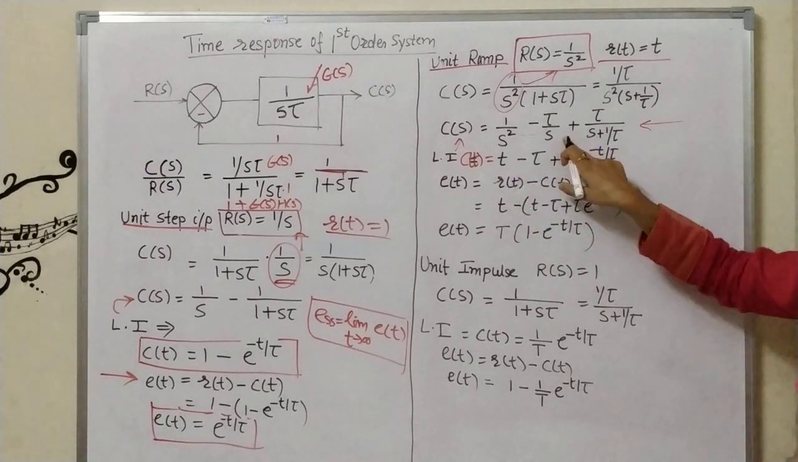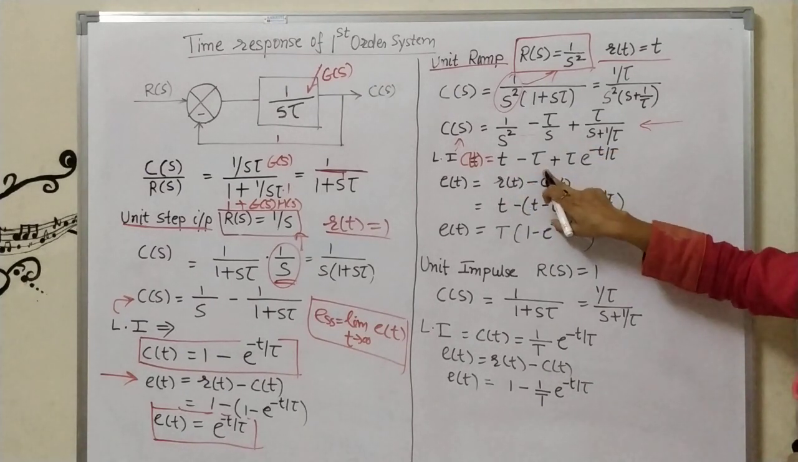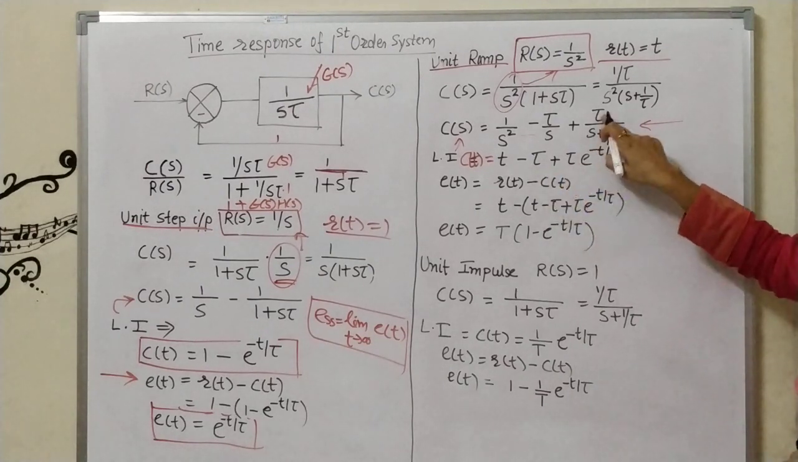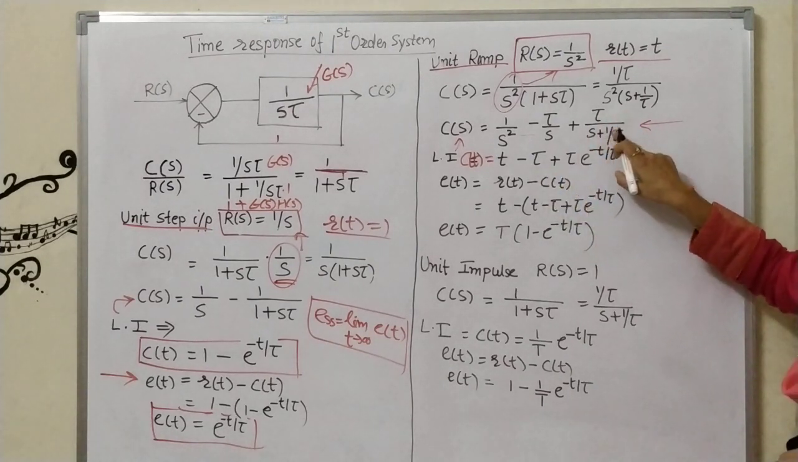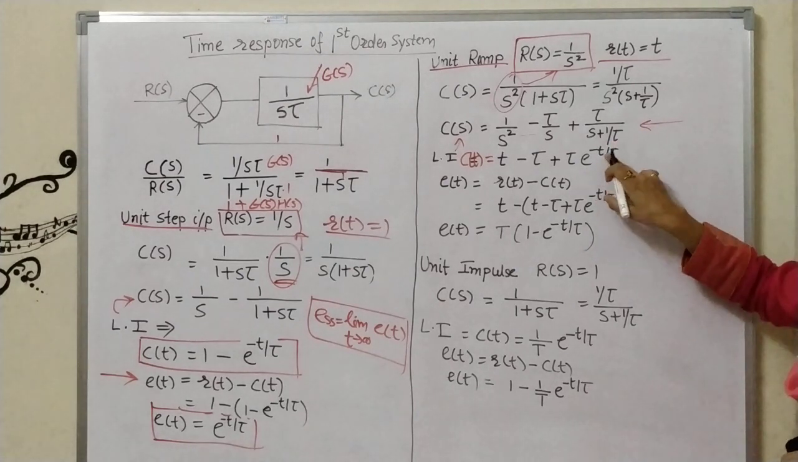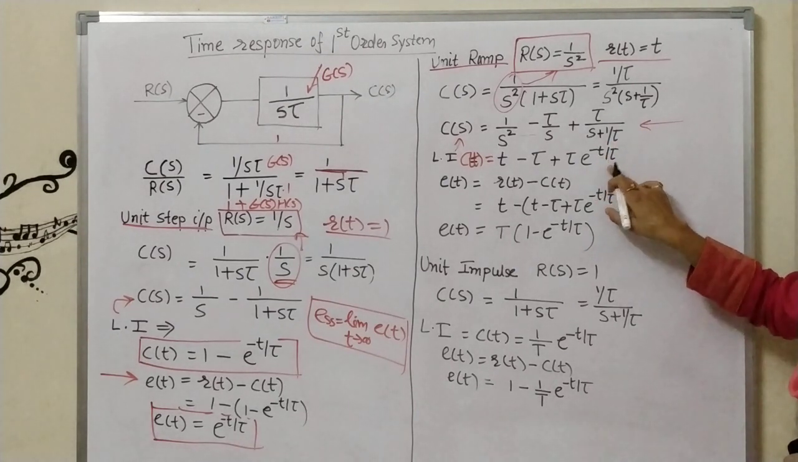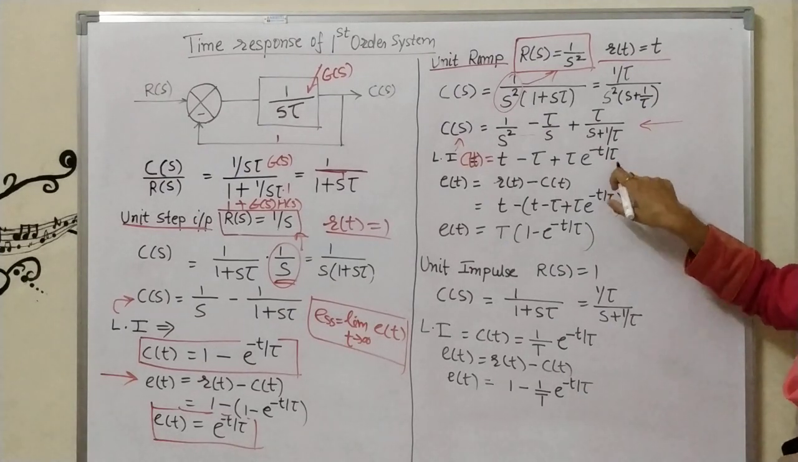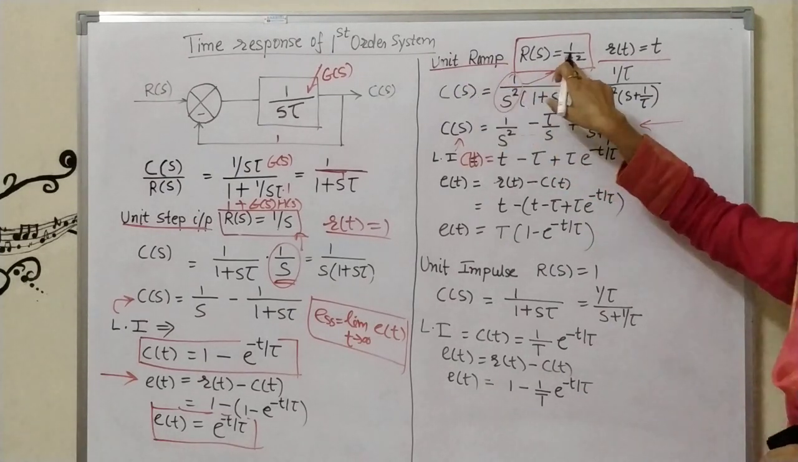Laplace inverse of 1 by s, tau is constant. So this will be tau plus, look at this, again tau is constant. This is in the form of 1 by s plus a form. So this will be definitely e to the power minus t by tau. Okay. So I got C of t when I have substituted unit ramp input.